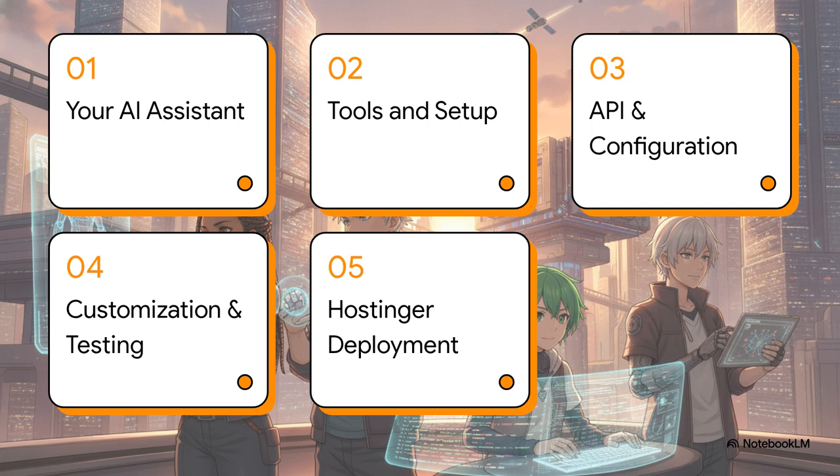To get us there, we've got a super clear recipe for today's tutorial. Here's the agenda. First, your AI assistant. Second, required tools and setup. Third, API and configuration. Fourth, customization and testing. And finally, deployment on Hostinger. Let's just dive right into step one.